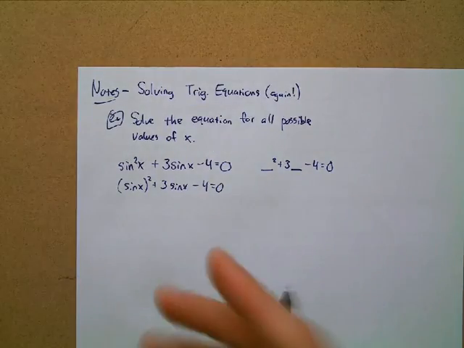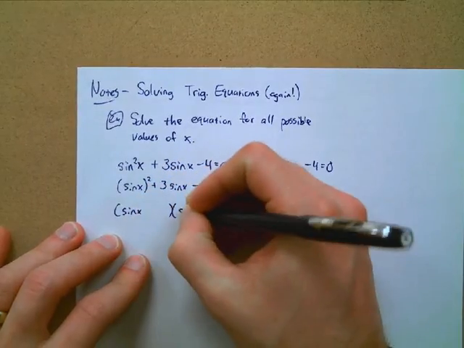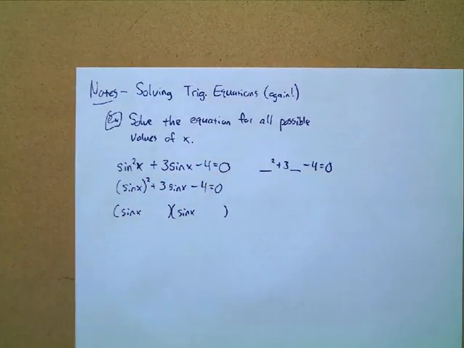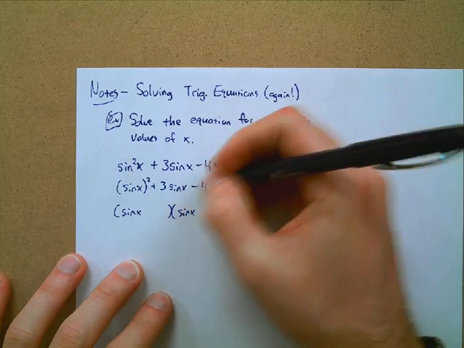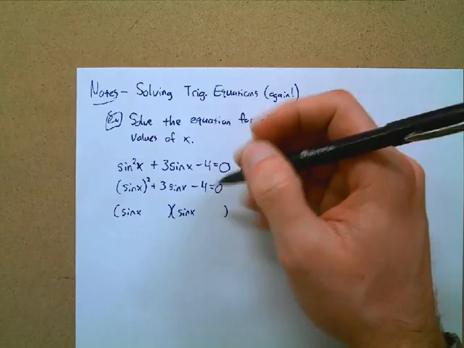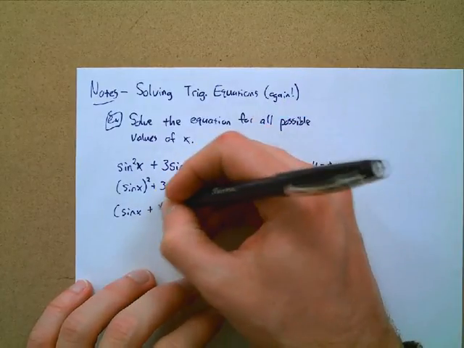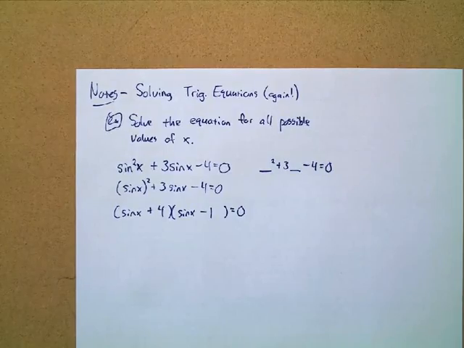So we need a sine of x times the sine of x to make that sine squared of x, and then we need to come up with two numbers that multiply to make -4, and add to make 3. Okay, so what would those numbers be? -2 and -1? That would not add. So sorry, it's going to be +4 and -1. Okay. So sine of x plus 4 and sine of x minus 1 there.